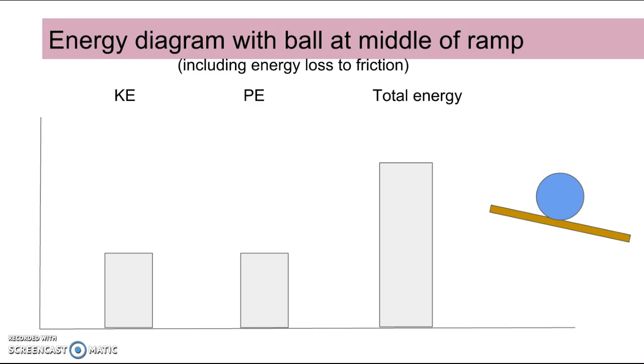This is the diagram of the ball's energy when it was halfway down the incline. The potential and the kinetic energy are equal because the ball gained velocity and lost height. The total energy decreased due to the friction.